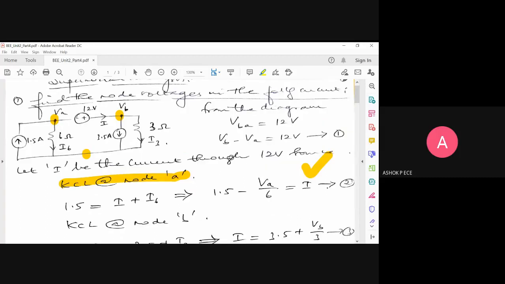Are you able to understand? Yes, sir. In a super node, you cannot find the current through the voltage source because you don't know the resistance between the two nodes. So you have to keep that as I only. Okay, sir. Thank you.